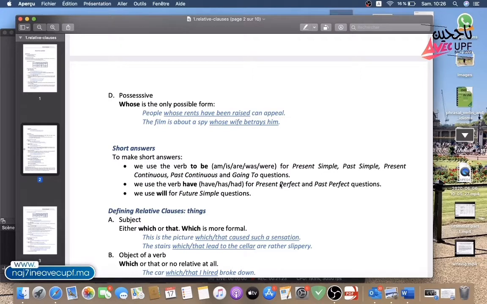Possessive. Alors, here you feel a possession in the sentence. Whose is the only possible form. People whose rents have been raised can appeal. The people whose rents, okay, have been raised can appeal. The film is about a spy whose wife betrays him. The film is about, we don't say who wife or that wife, whose wife, because it is possession. Okay? Short answers. Bon, this part is not a problem.